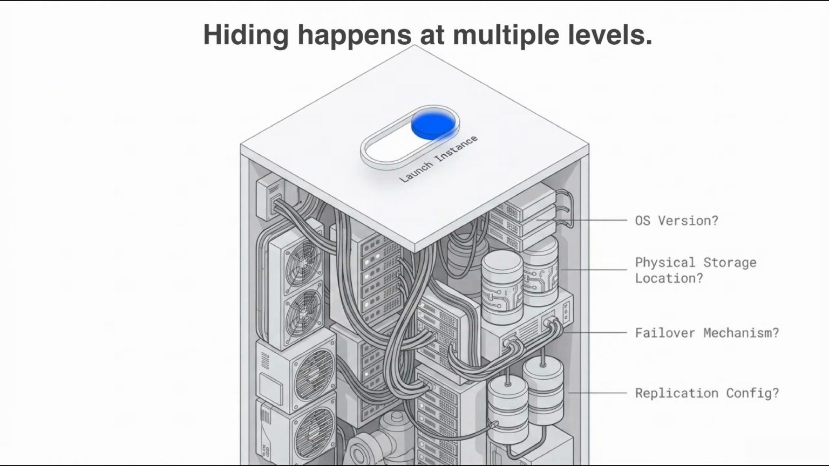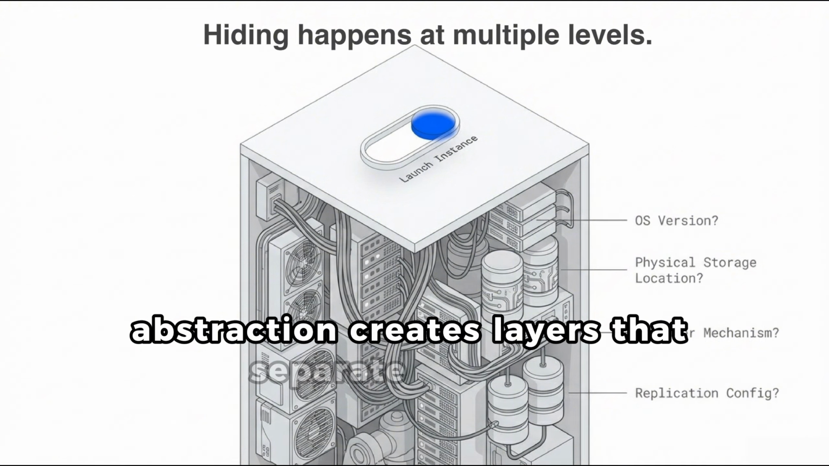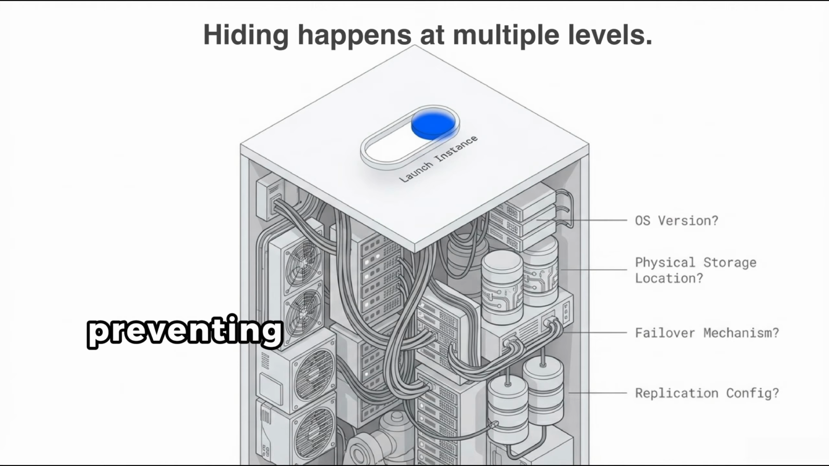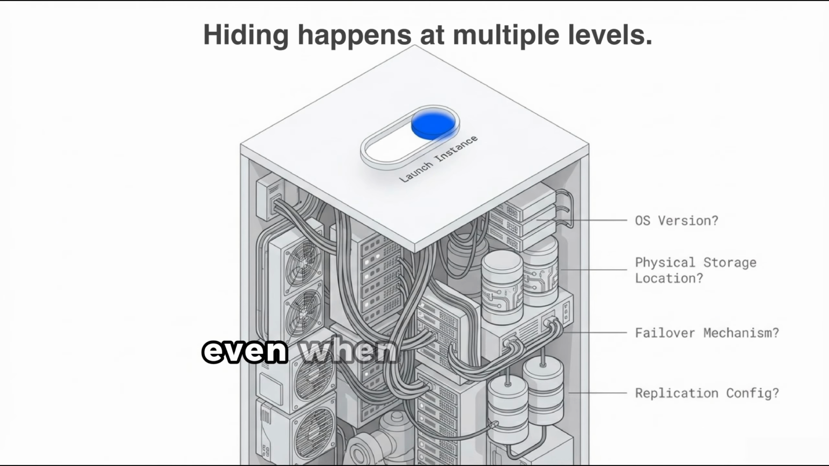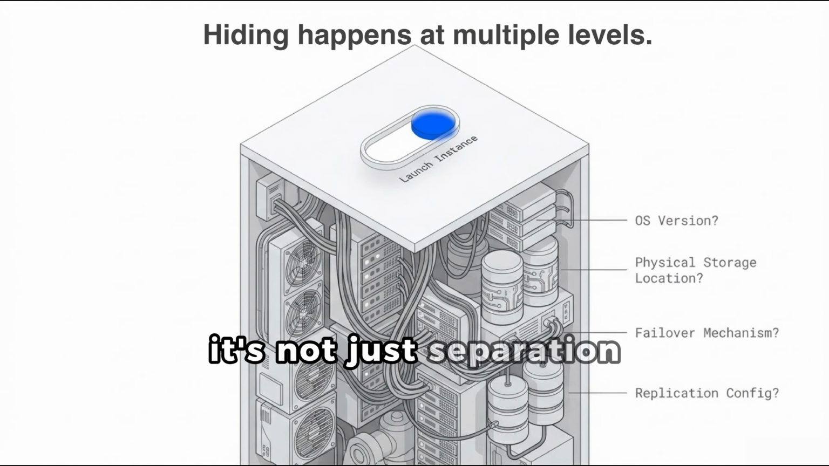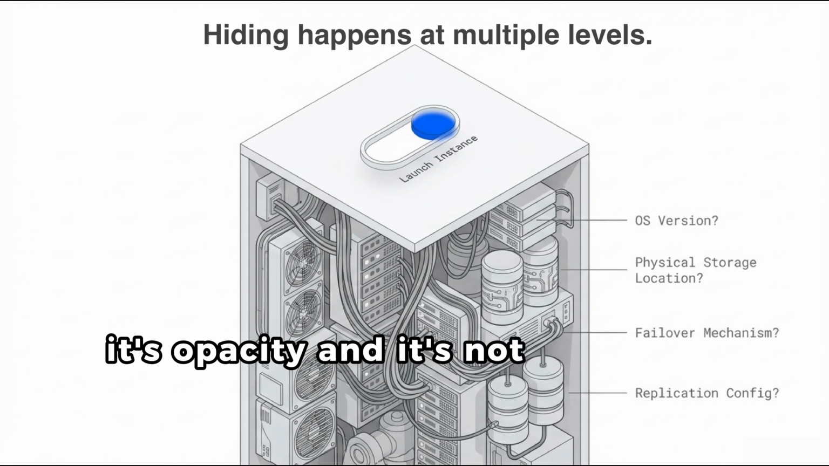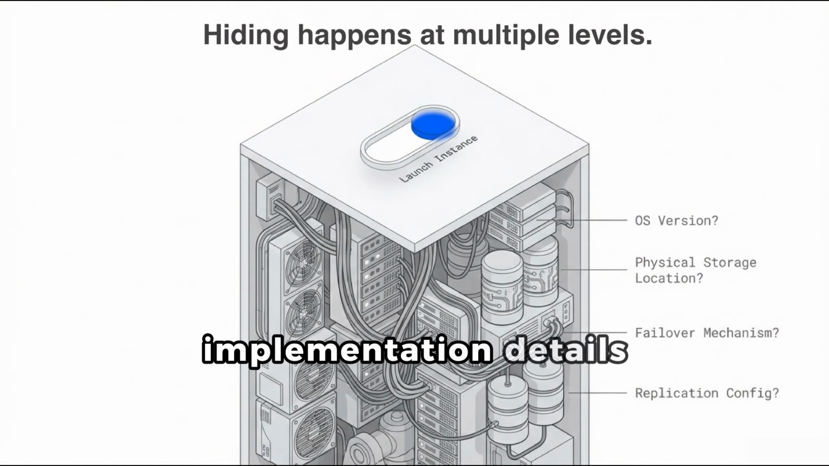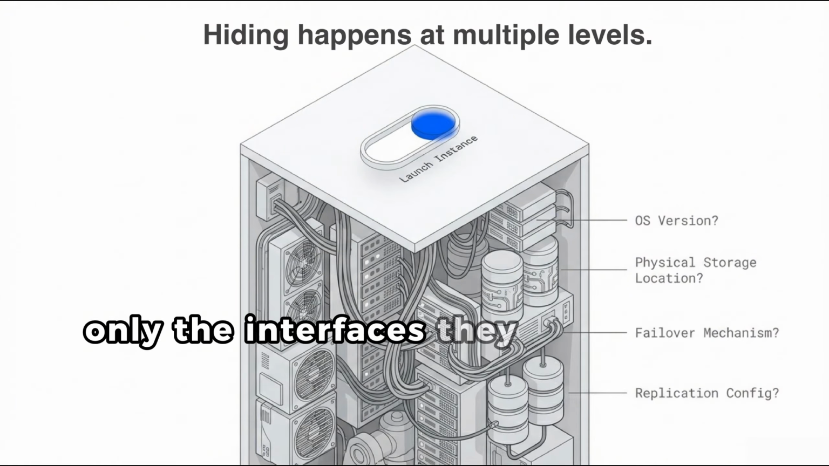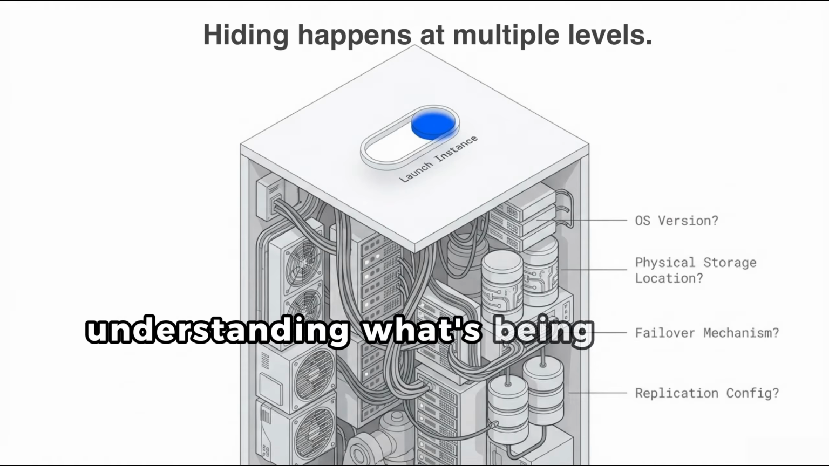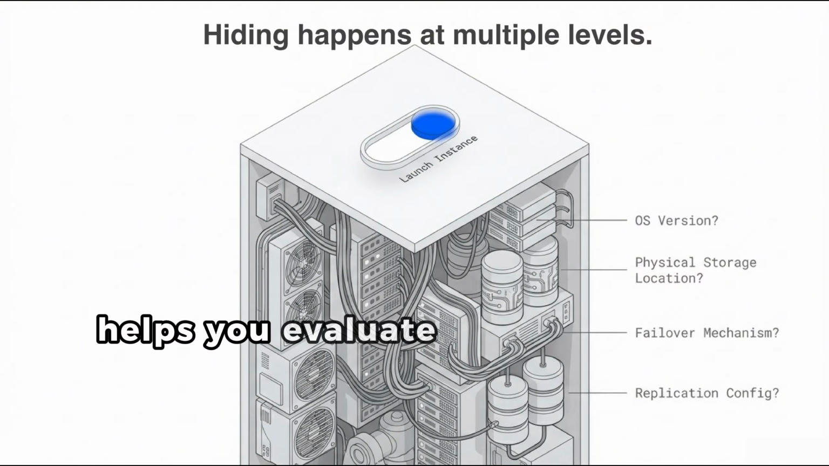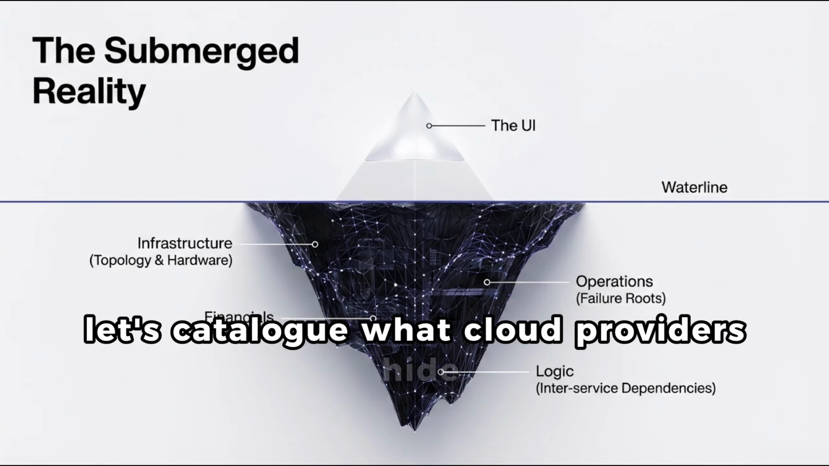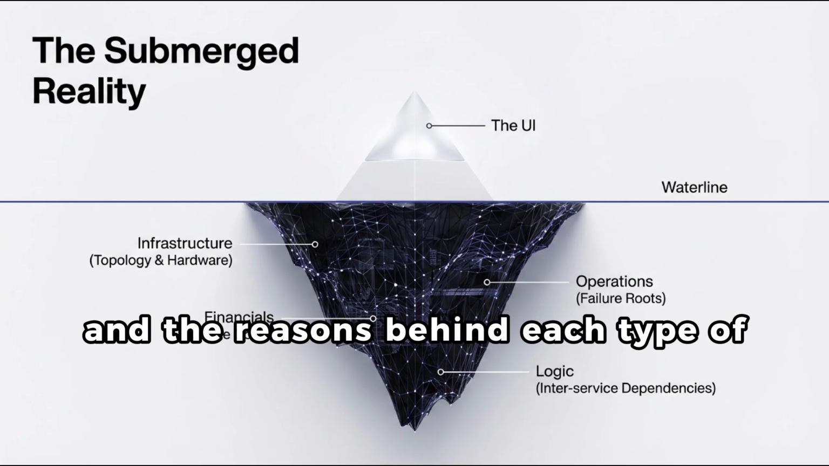The key distinction: abstraction creates layers that separate concerns. Abstraction hiding goes further by actively preventing you from seeing through those layers, even when you want to. It's not just separation, it's opacity, and it's not accidental. Providers invest significant effort in hiding implementation details while exposing only the interfaces they want you to use. Understanding what's being hidden and why helps you evaluate whether you're comfortable with that level of opacity. Let's catalog what cloud providers hide and the reasons behind each type of hiding.